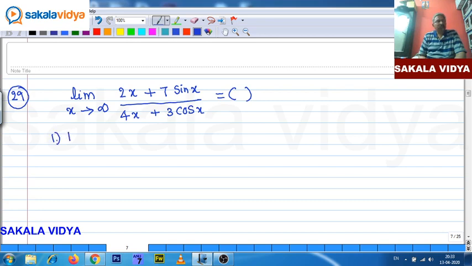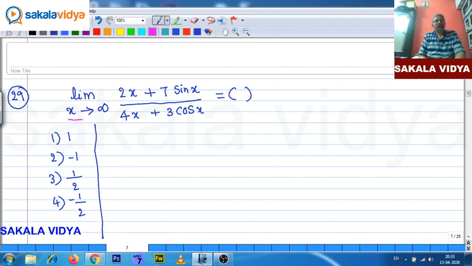First option is 1, increase your volume. Second option is minus 1. Third option is 1 by 2. Fourth option is minus 1 by 2. Okay.